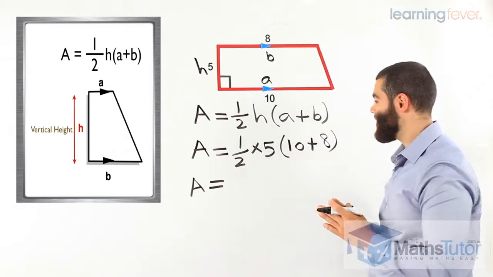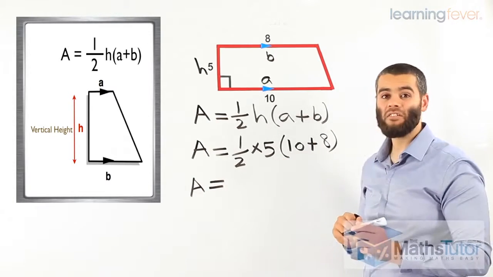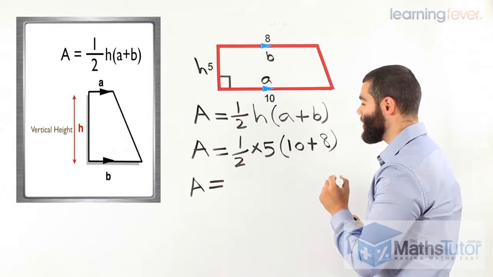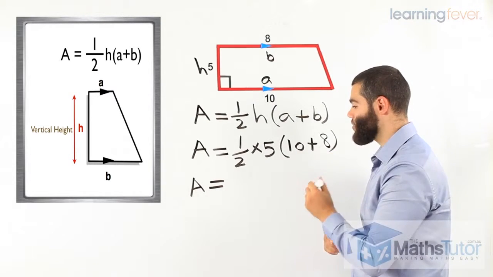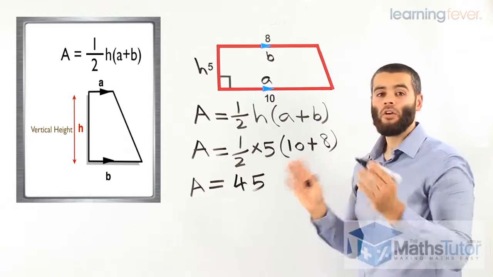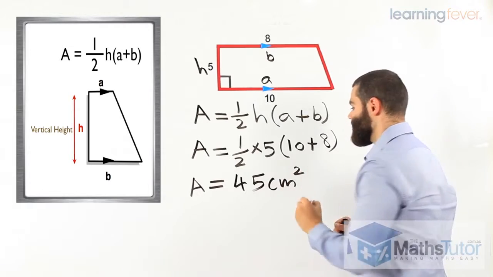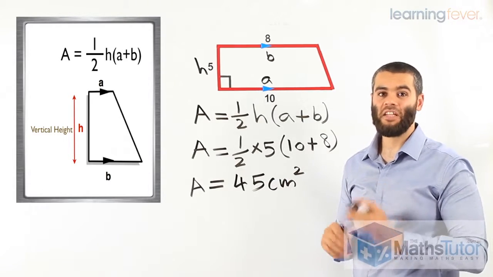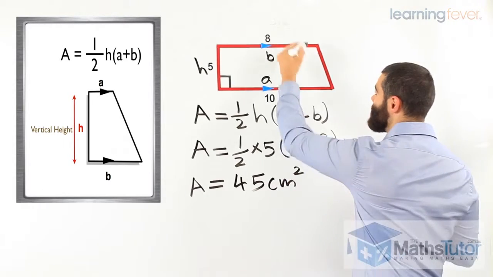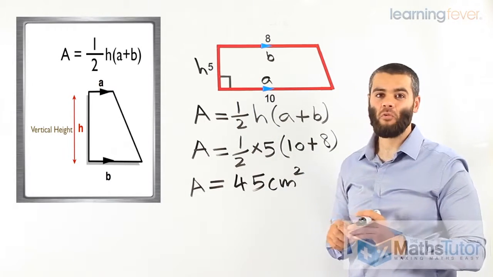Okay, put it in your calculator. Half times 5 times, open bracket, 10 plus 8, close the bracket. We know we get our answer. Once you put it in, straight away you're going to get 45. And we know the measurements are in centimeters. 45 square centimeters. That's the area, everything inside this trapezium.